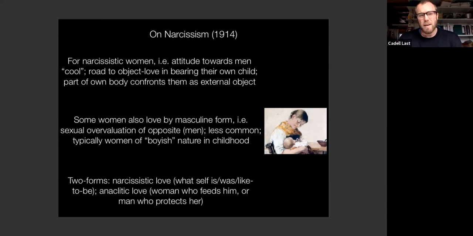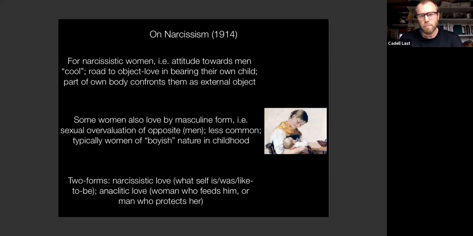And you might even say that men often experience love in that way, that they confront woman as a part of their own body which confronts them as an external object. Or maybe that's what's going on with the penis, that a part of their own body is confronting them as an external object that they can't control. In any case, some women also love by the masculine form, sexually overvaluing the opposite of men, although it's less common.